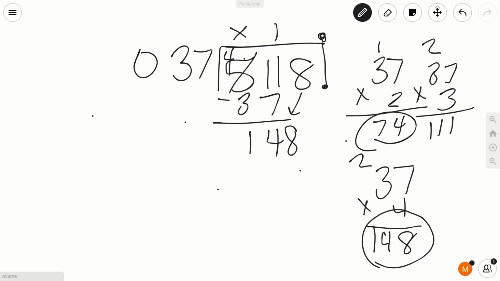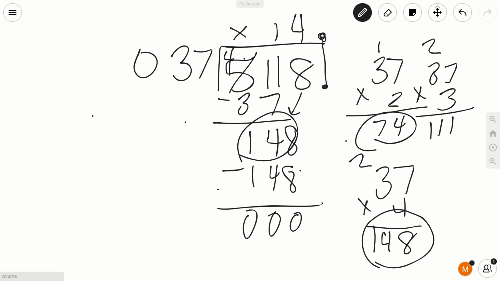So if you notice, my two numbers match. So I'm going to put that I can multiply it 4 times. 4 times 37 is 148. And I'm going to subtract. I reached all zeros. And if you notice, my decimal point is after all the numbers, so that means I have a whole number. So our answer is 14.